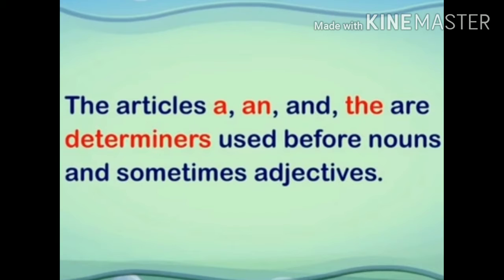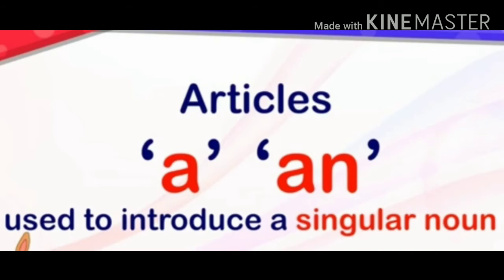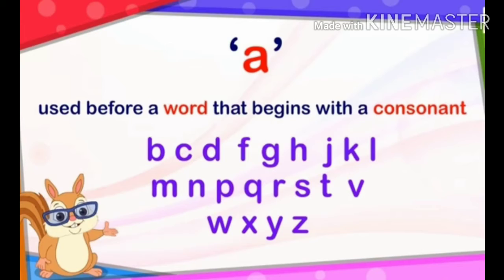Okay, so first we will see the two articles, that is a and an. Let's see the articles a and an are used to introduce a singular noun, and the article a is used before a word that begins with a consonant.